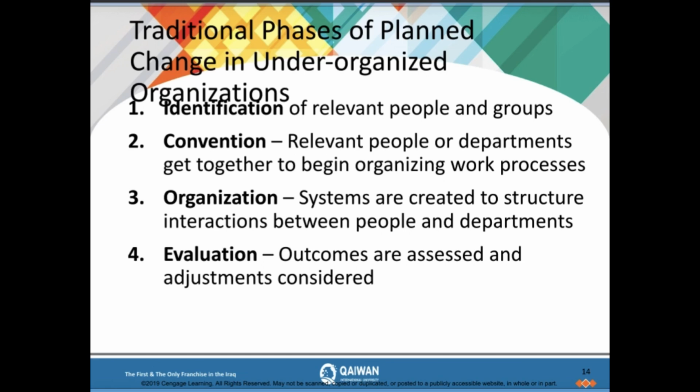So let's focus on the traditional phases of planned change in an under-organized organization. These organizations lack structure, so they change the process by focusing on creating order and clarity. So first, identification of the relevant people and groups. It means figuring out who is involved, who will be affected, and who needs to participate in the change process.